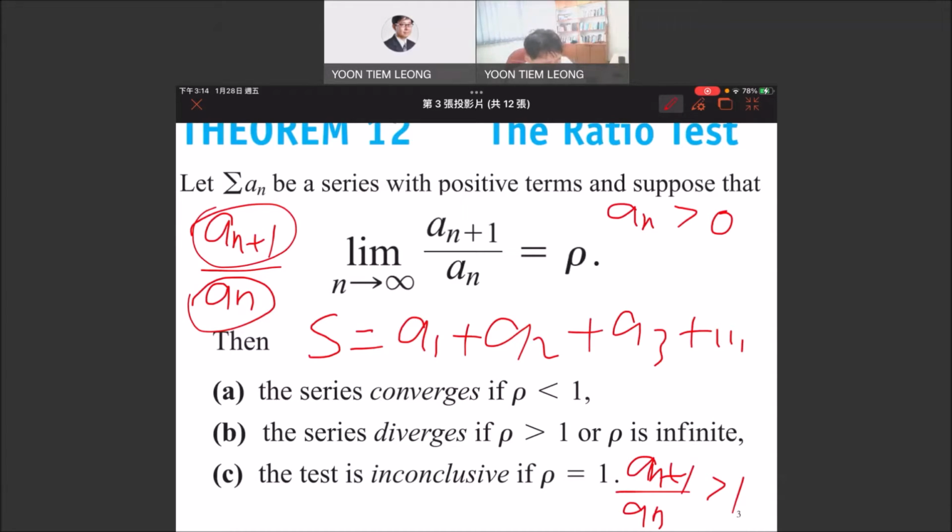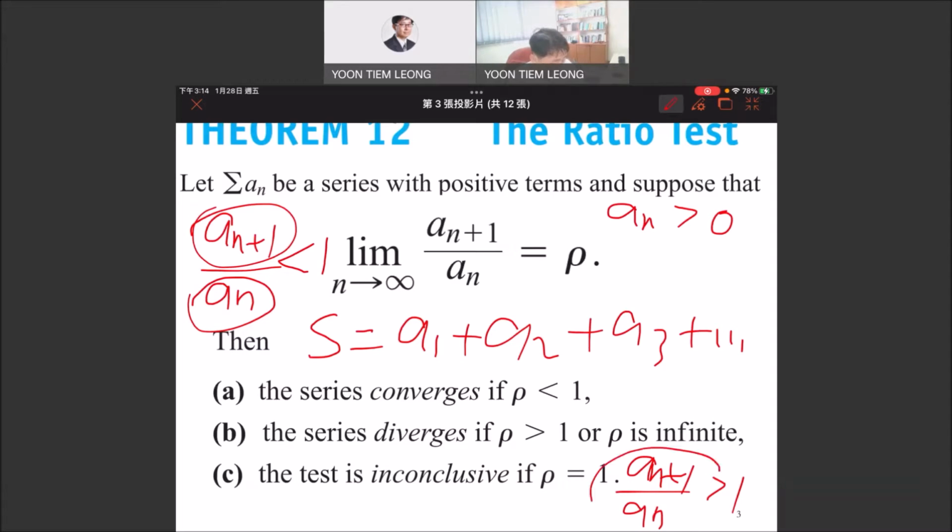So if the ratio is less than 1, that means the next term that comes will always be smaller than the term before it in the series. At the end, when you go to infinity, the values of the sequence a_n will get smaller and smaller, and that gives you a chance for the series to be convergent.